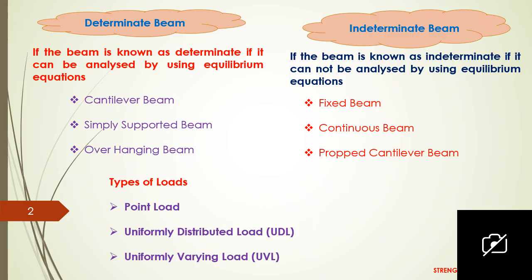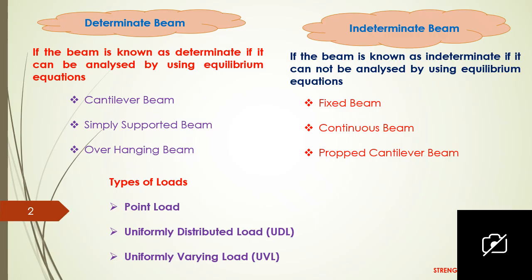So as I have already told, there are different types of beams. There are 6 types of beams: cantilever beam, simply supported beam, overhanging beam, fixed beam, continuous beam, propped cantilever beam. Out of these 6, 3 beams come under determinate beam, and another 3 come under indeterminate beam. Cantilever beam, you can see in this diagram, in the previous diagram. One end is fixed, another end is free.